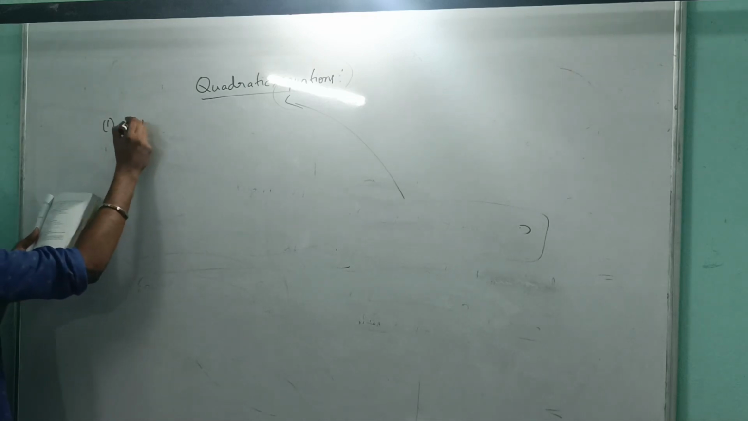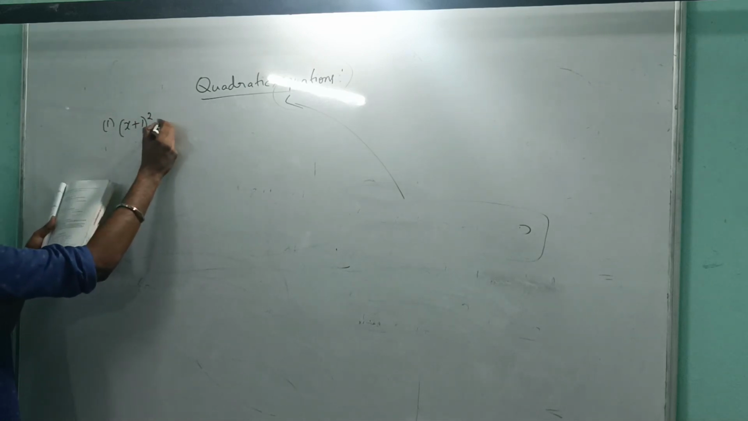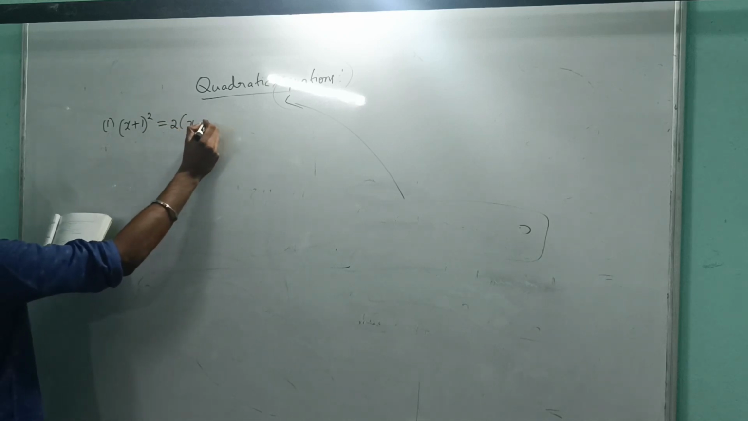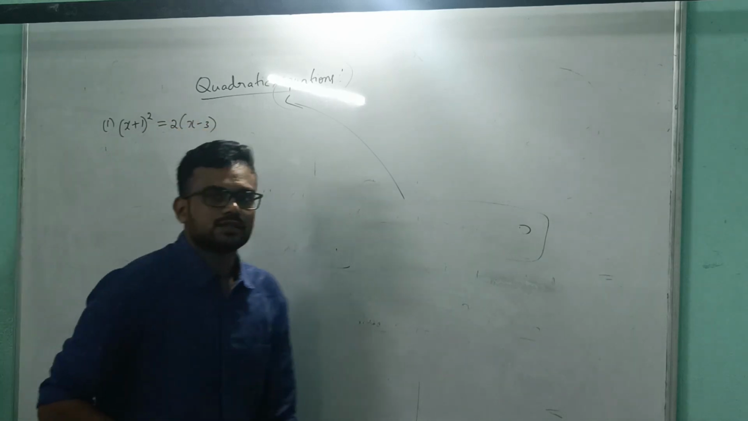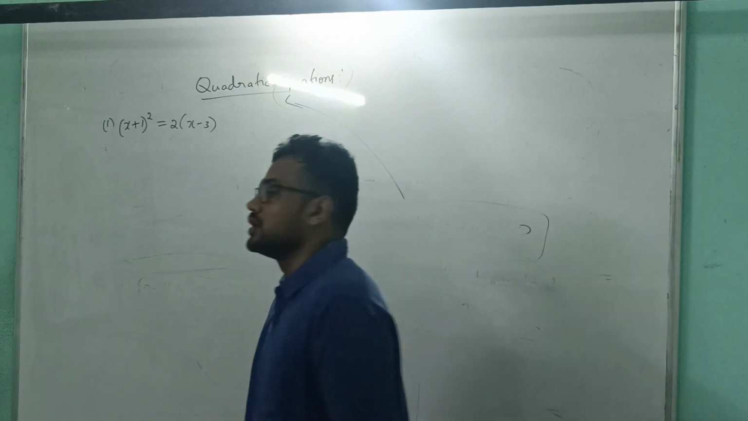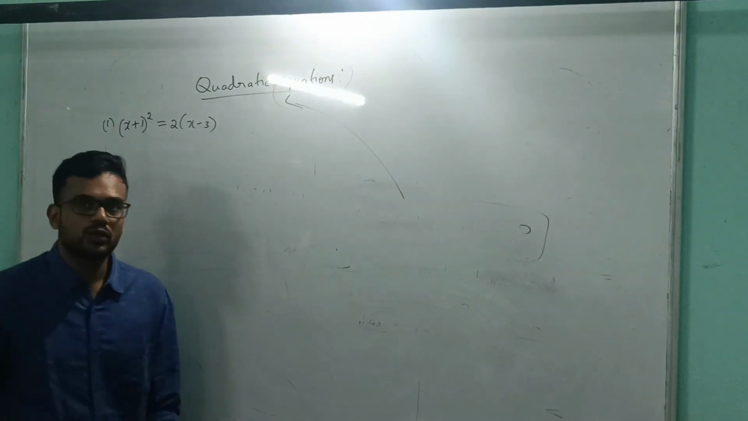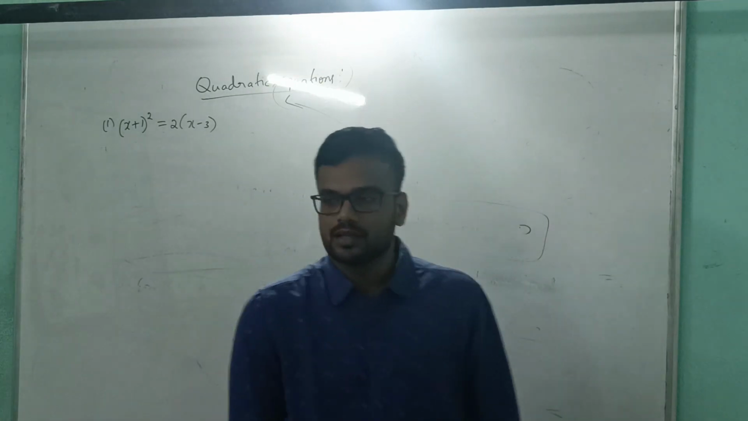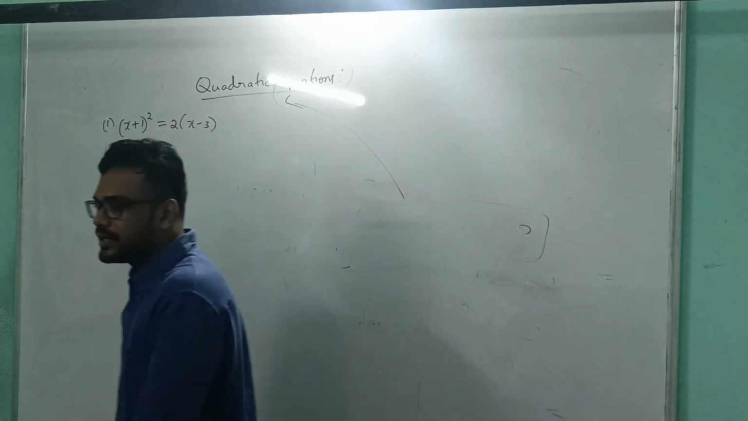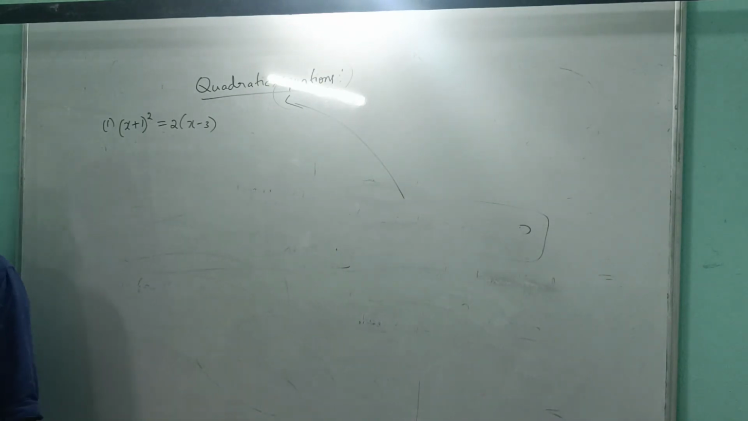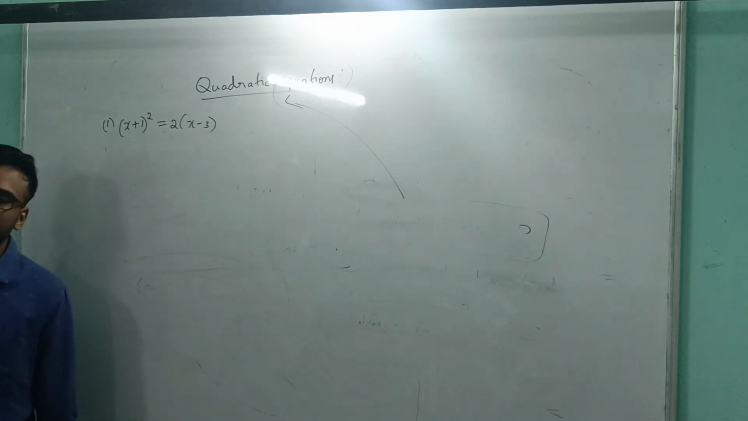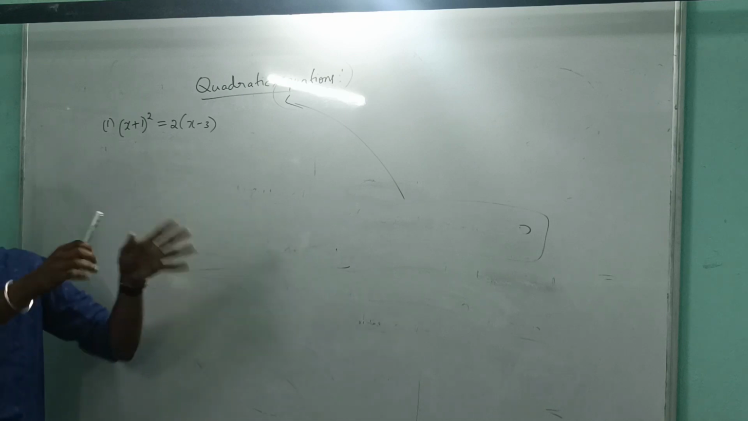First question: (x plus 1) whole square is equal to 2 into (x minus 3). Is this a quadratic equation? The answer might be yes or no, but to get to that answer you have to solve.